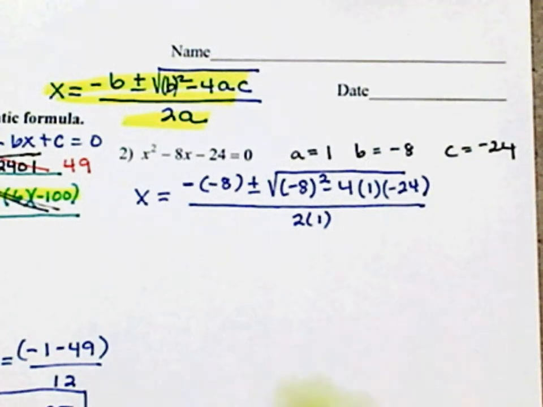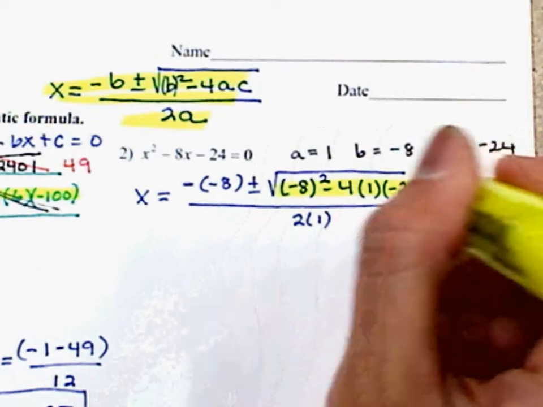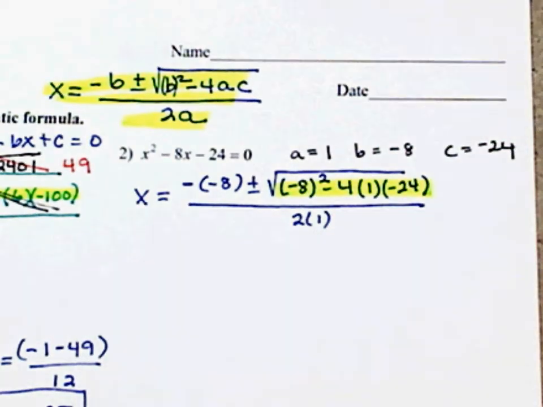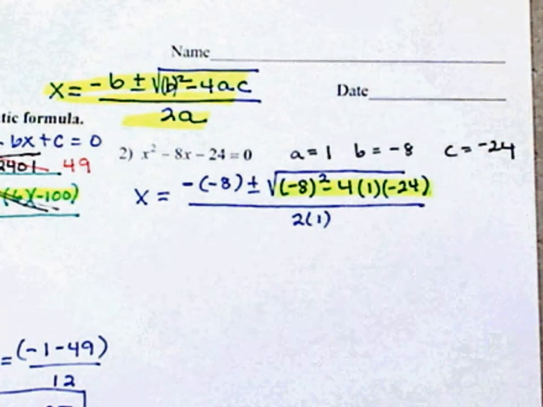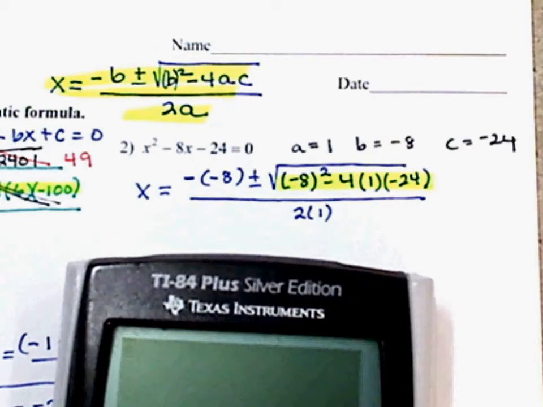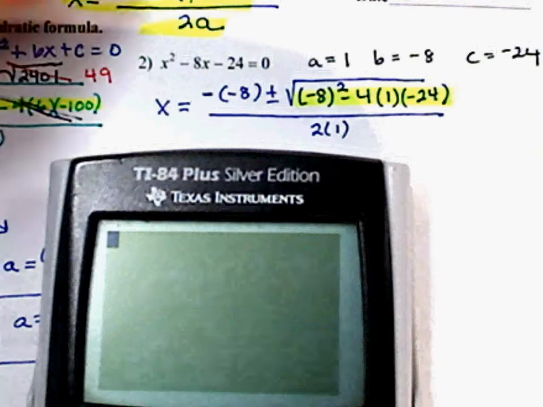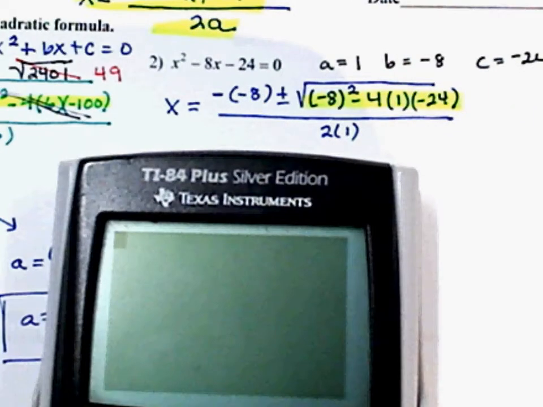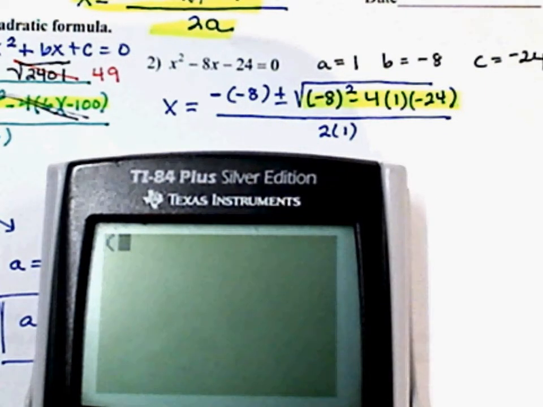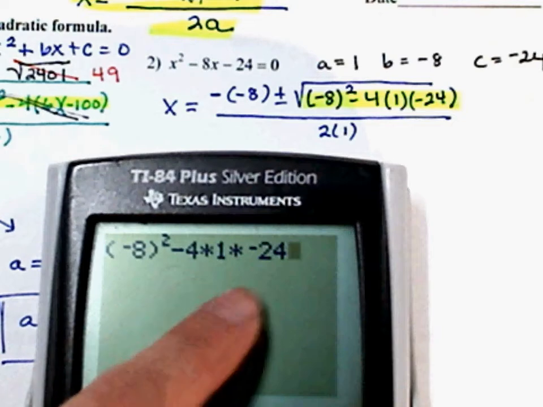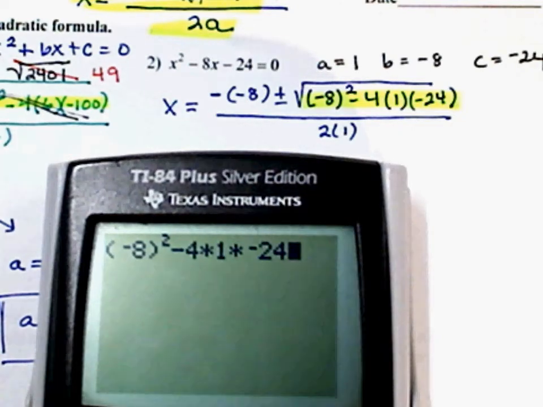Take care of your discriminant first. Do that part first. All right, type that into your calculator. I'm going to move it up just a tad so you guys can see. Parentheses, -8 squared minus 4 times 1 times -24. If you just write times, you don't even have to do parentheses, because that's what parentheses mean. That came out to be 160.